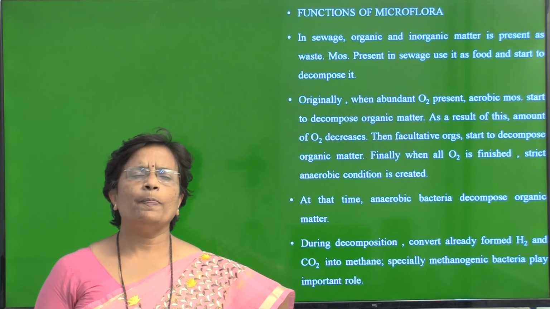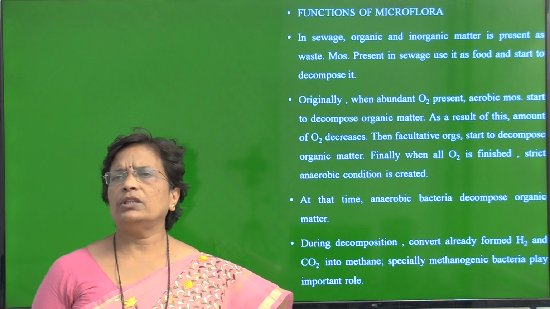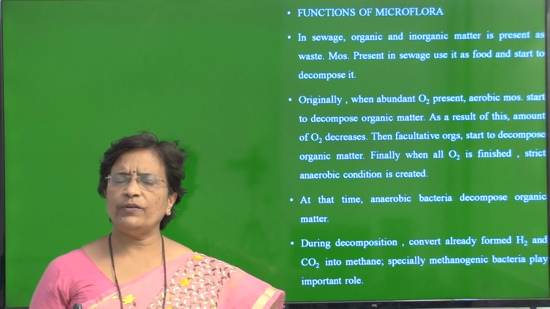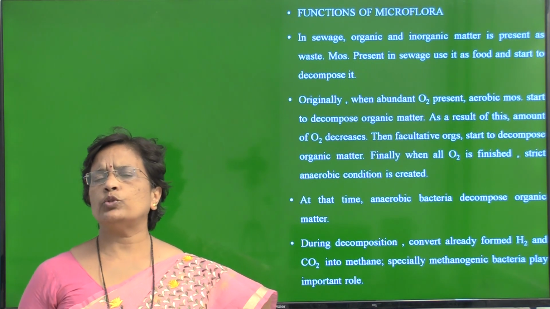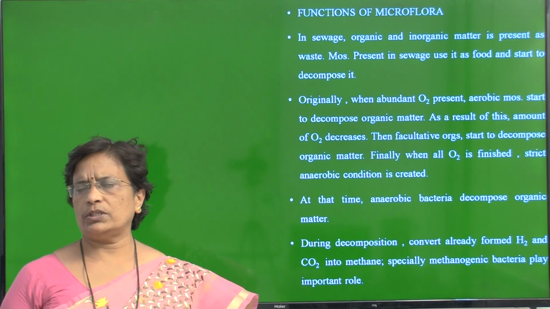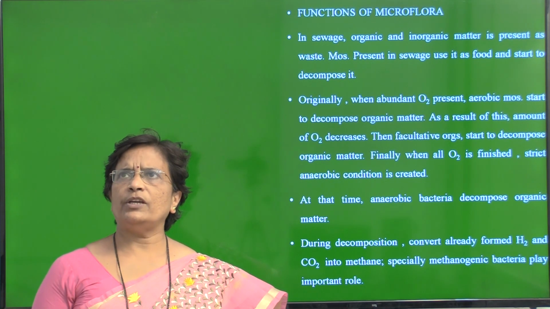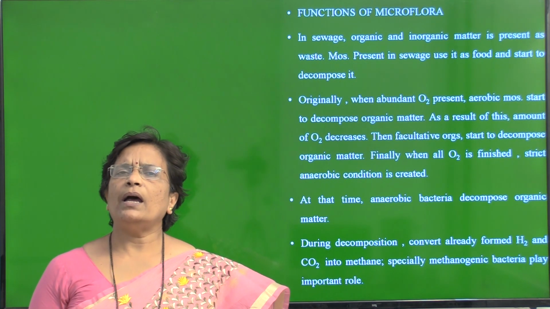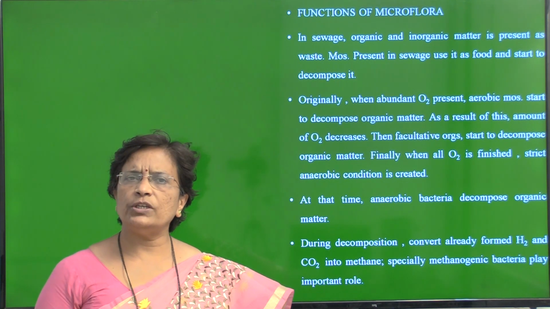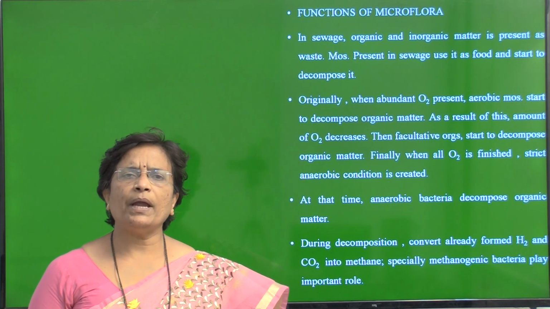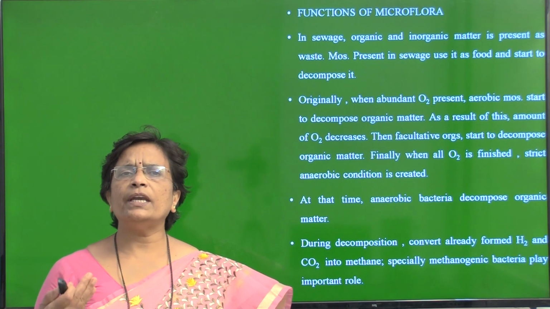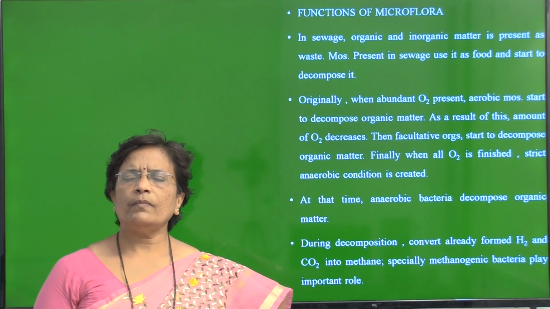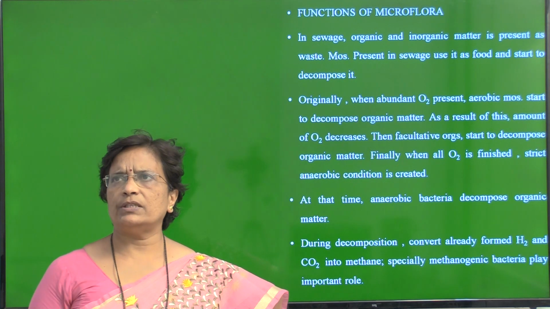Generally in our country, the sewage from the whole city is collected. This sewage is treated and then disposed of in nearby water sources. So when the sewage is disposed of in water bodies, originally when abundant oxygen is present, the aerobic microorganisms start decomposing organic material. Because of this, the amount of oxygen decreases.